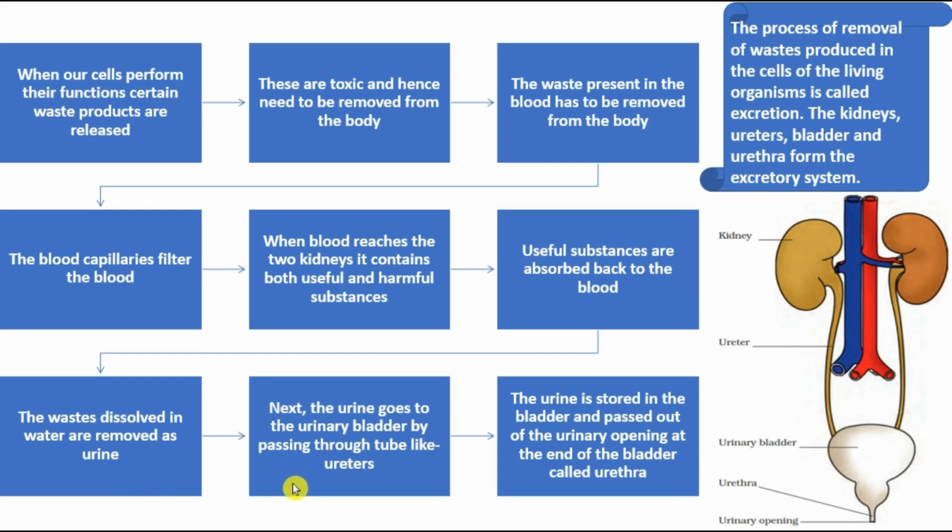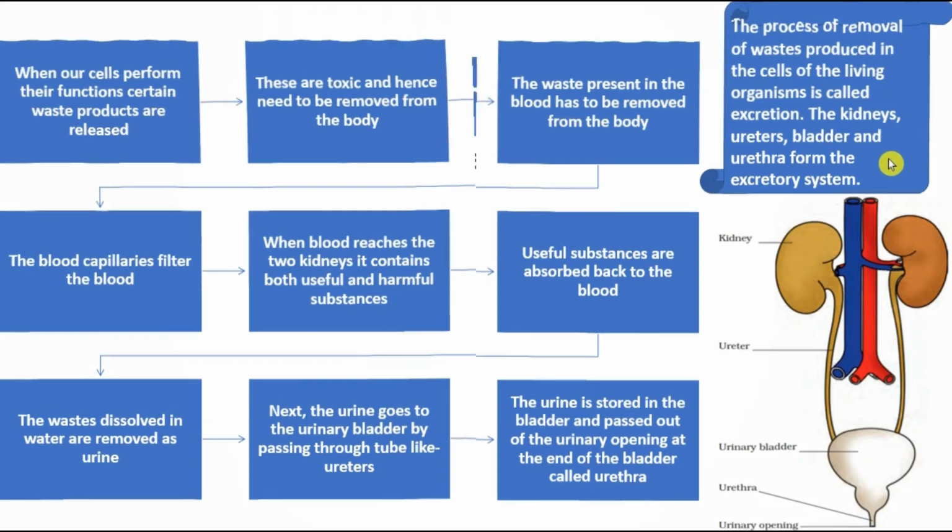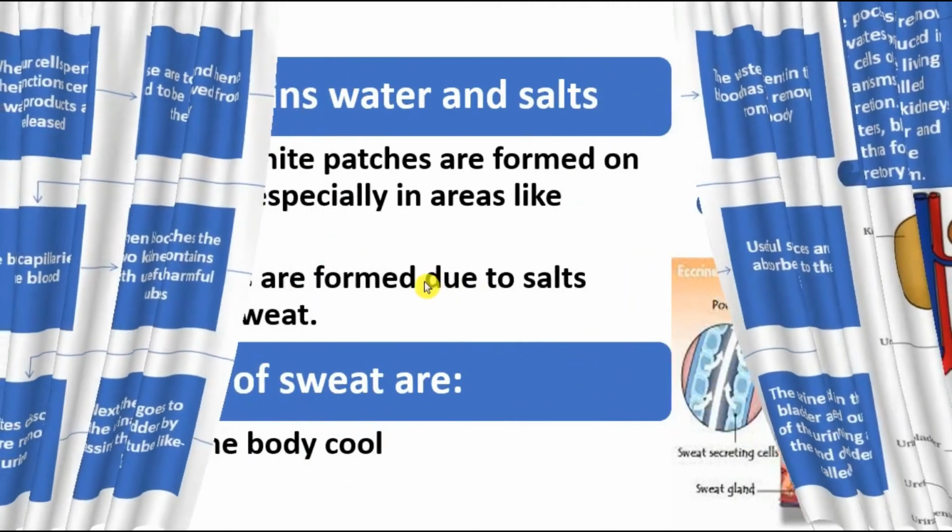Next, this urine goes to the urinary bladder by passing through tube-like ureters. So the kidney and the urinary bladder are linked through tube-like structures called ureters. The urine is stored in the bladder and it is passed out of the urinary opening at the end of the bladder, and this opening is called the urethra. The process of removal of wastes produced in the cells of living organisms is called excretion. So this is the definition of excretion. And the kidneys, ureters, bladder and the urethra form the human excretory system. Let's move on to the next slide.